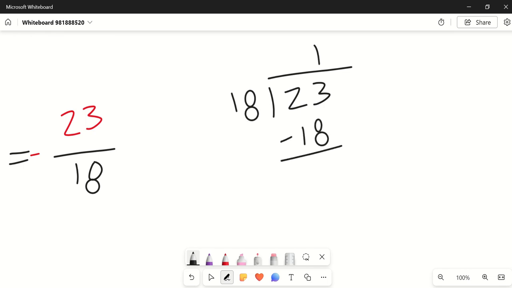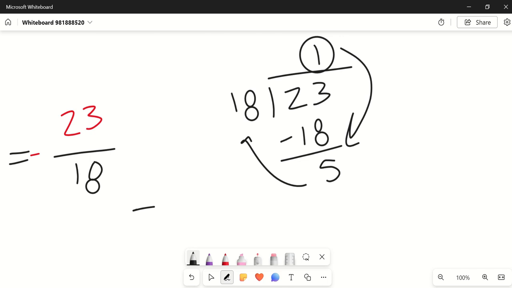When we subtract, we should have 7, correct? 5. I am not mathing today. So my correct answer will be 1 and 5/18. But remember, it was negative 1 and 5/18.